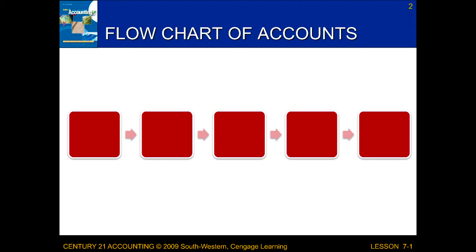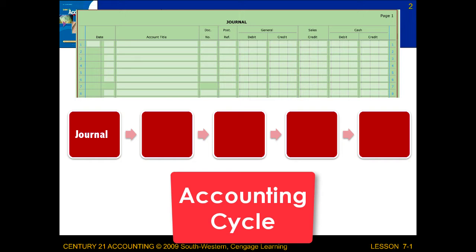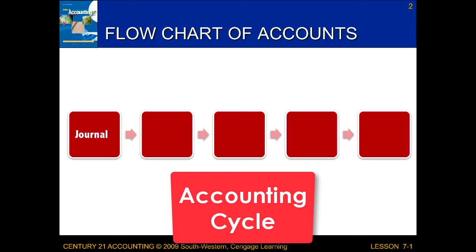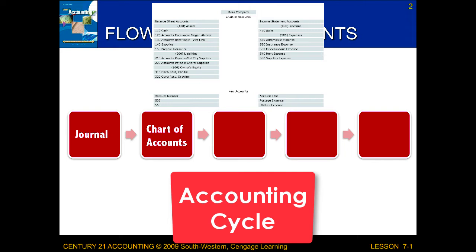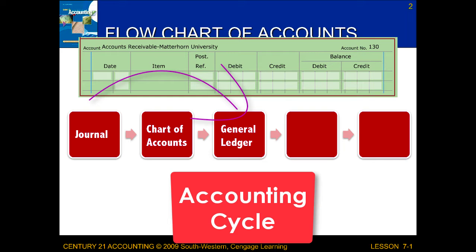So remember, this is taking a look at the entire accounting cycle and what we've done up to this point. The very first thing we learned how to do was to put our transaction entries into a journal, and we did that by separating each one into debit and credit. From the journal, we took the time to create a chart of accounts, and we were listing all of our accounts in a specific order.